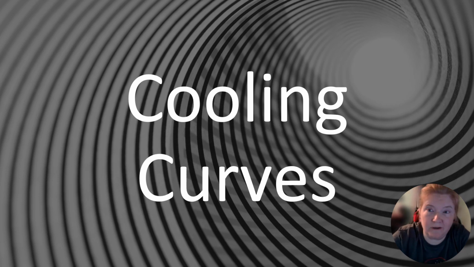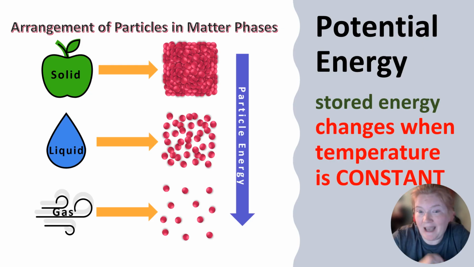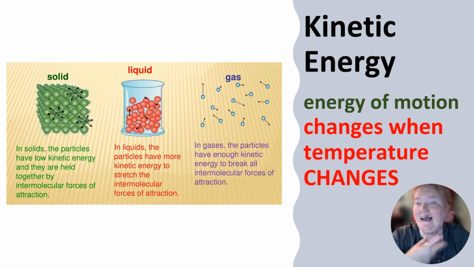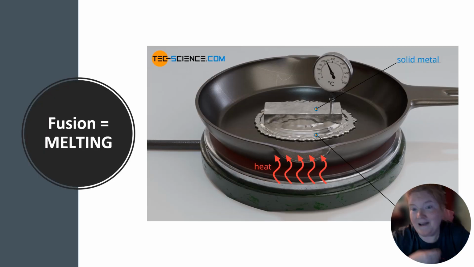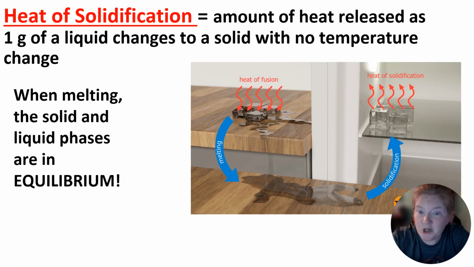All right, now let's cover cooling curves. Again, we're going to have potential energy changing when the temperature is constant. Again, we're going to have kinetic energy changing when the temperature is changing, because temperature is still a measure of the average kinetic energy of the particles. Fusion is still referred to as melting. Now, a term that you might see is the heat of solidification. So opposite of the heat of fusion, it just means going from a liquid to a solid, becoming a solid.